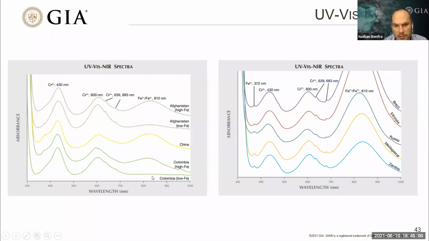But if we look further out into the near infrared region, iron will contribute some absorption here, and the more iron you have, you'll get this larger broadband absorption centered around 810 nanometers. And so when we have just a little bit of iron, that tells us that we have a stone from a hydrothermal type of deposit. And then if you look at the series of traces on the right here, you'll notice that that 810 nanometer band relative to the chromium bands is quite large. And so this strong absorption here tells us that we have schist hosted types of emeralds.